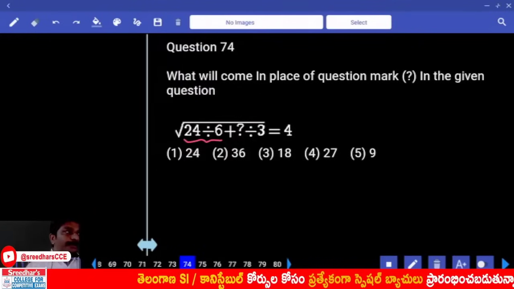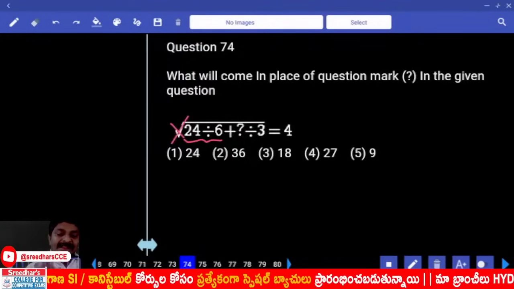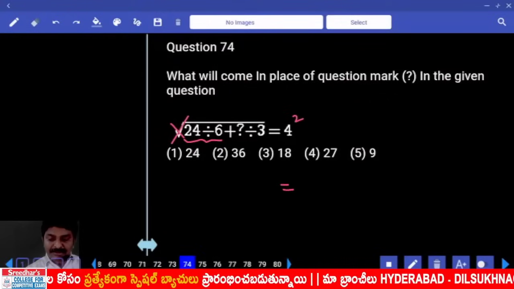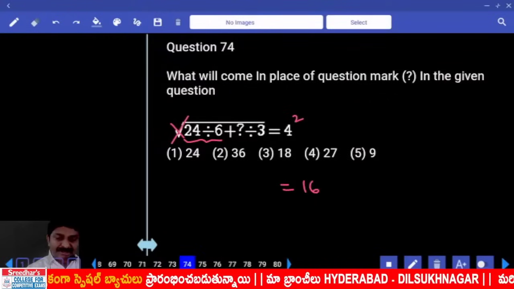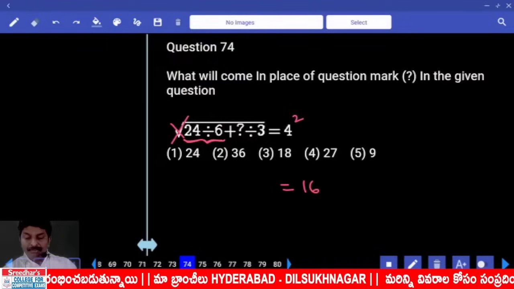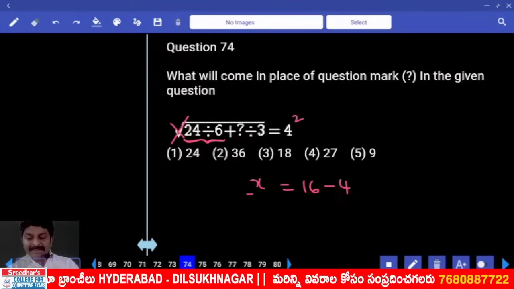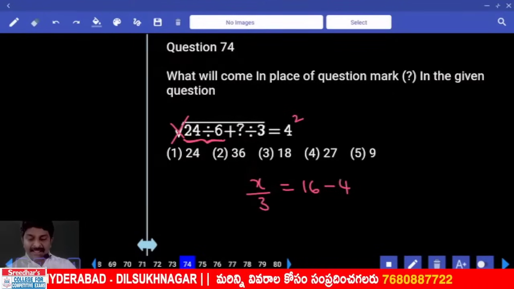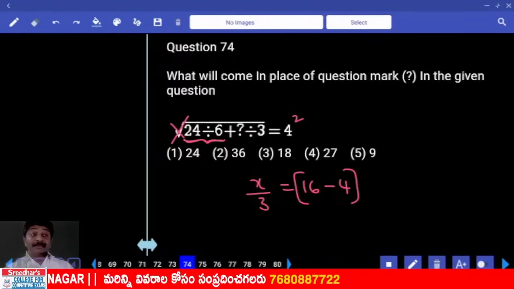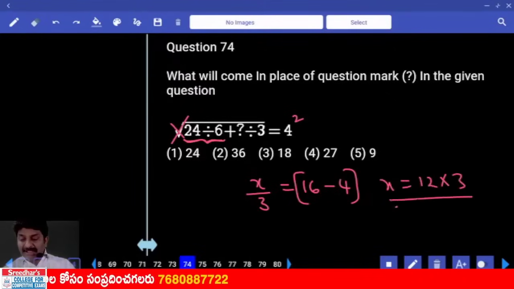What is this value? Squaring on both sides, left hand side under root gets eliminated and right hand side will be 4 square, that will be 16. Now what is 24 divided by 6? 4 goes to the other side, becomes minus 4 only. Left hand side leftover number is x by 3. What is this 16 minus 4? Then x is equal to 12 into 3. Answer.